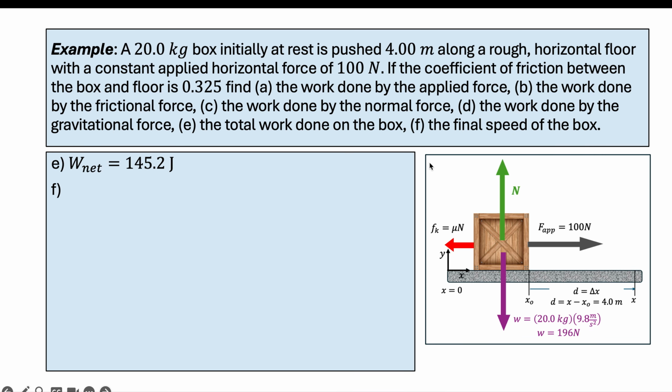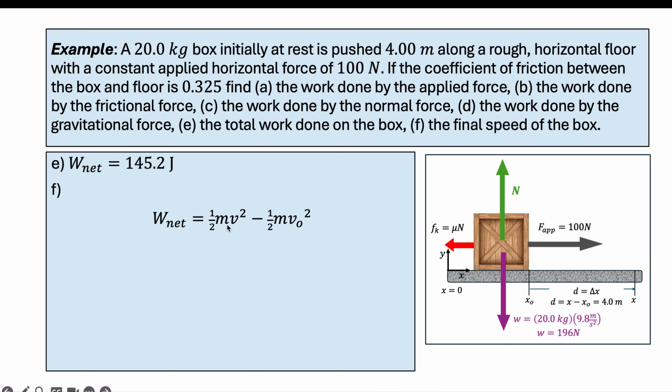The last part of this question asks us to find the final speed of the block, and we know that the net amount of work done by all of the forces is 145.2 joules. And according to the work-energy theorem, the net amount of work done, also sometimes written with a sigma here, the sum of the work done, is equal to the change in kinetic energy.